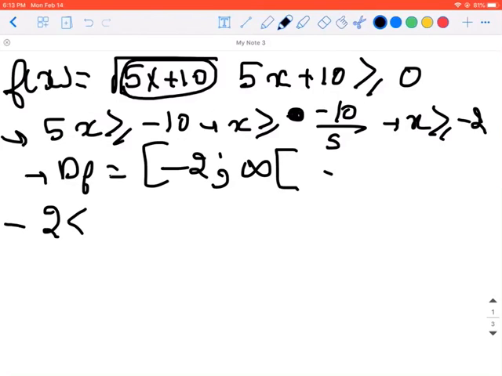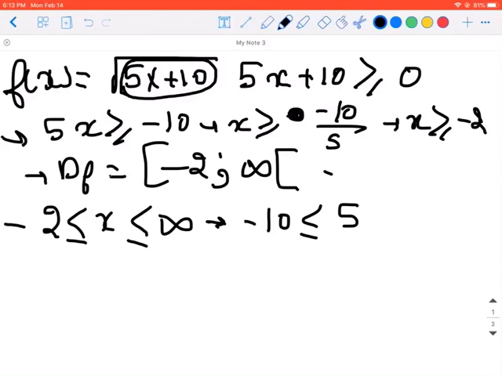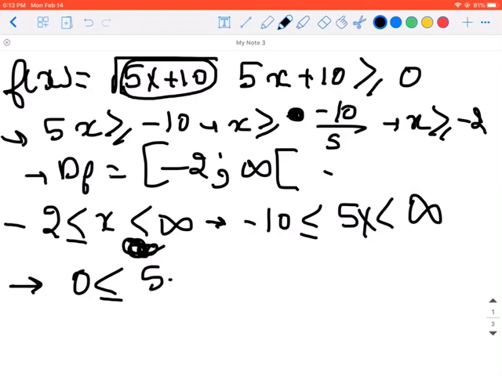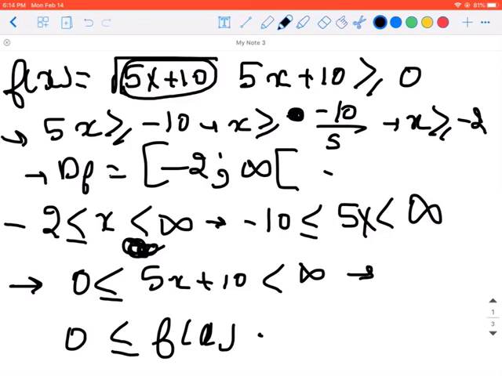We have that x is between minus 2 and infinity. Okay, so 5x is between minus 10 and infinity. If we add 10 everywhere, we get that 5x plus 10 is between 0 and infinity. So f of x is between 0 and infinity. Okay.